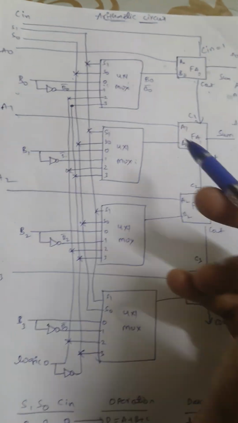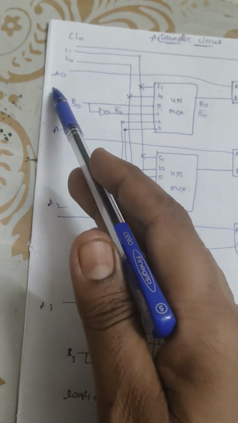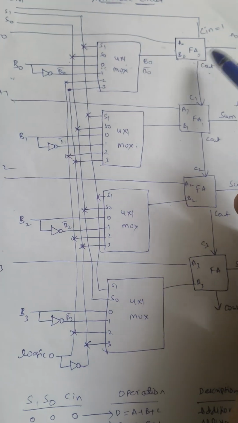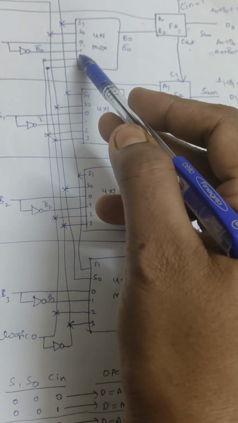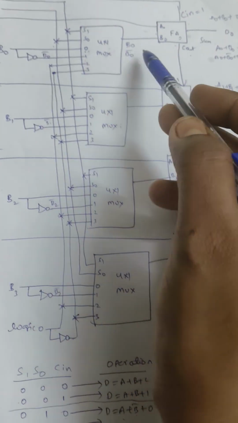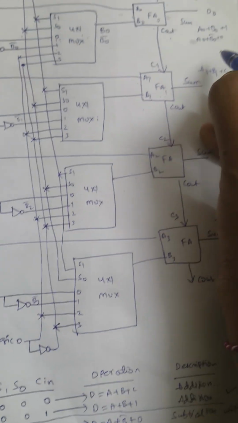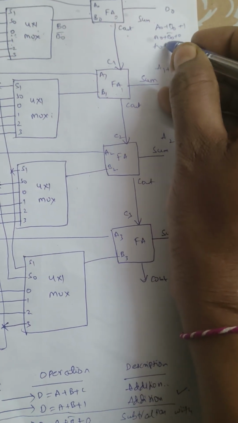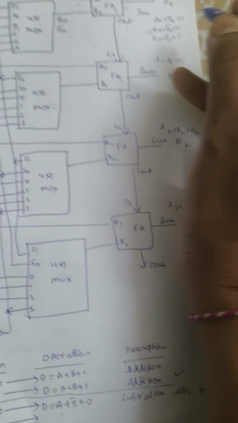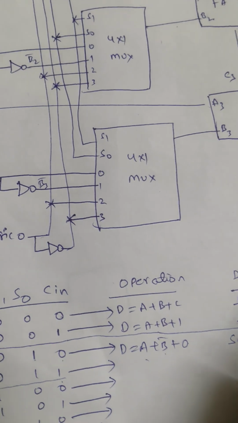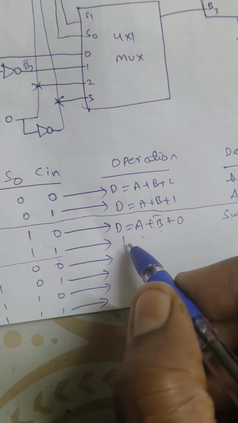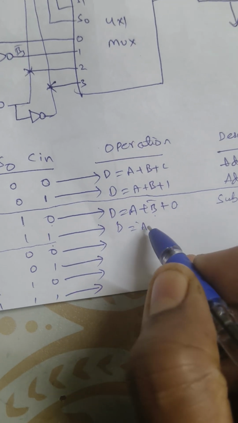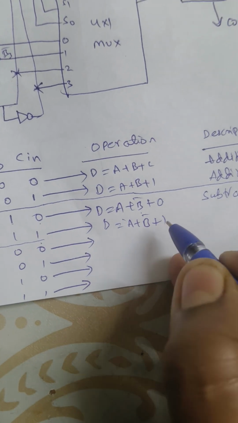Similarly if the selection lines are 0 1 with a carry in as 1. Again 0 1 means the first bit is selected. So what is the first bit? It is simply B0 bar. Therefore the final output is A0 plus B0 bar plus 1. So what is this? It indicates that it is a subtraction operation.